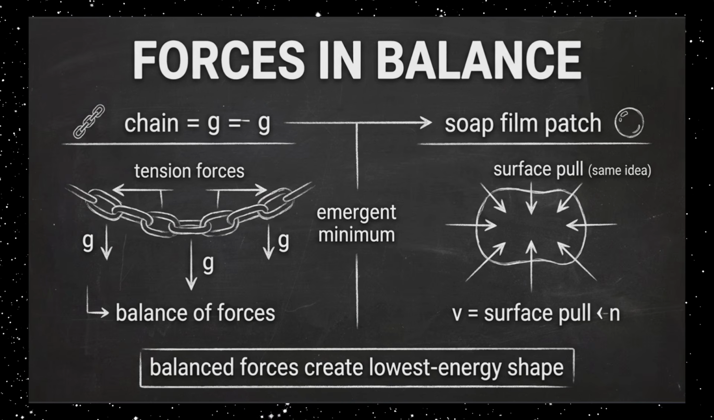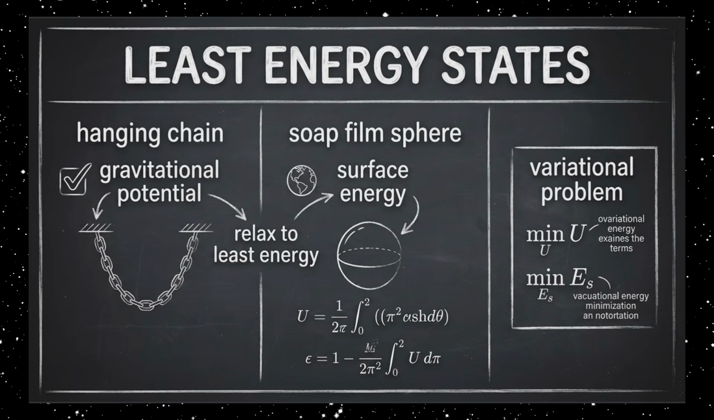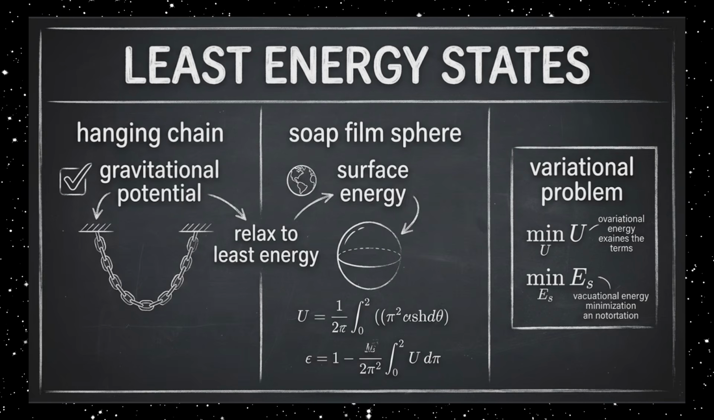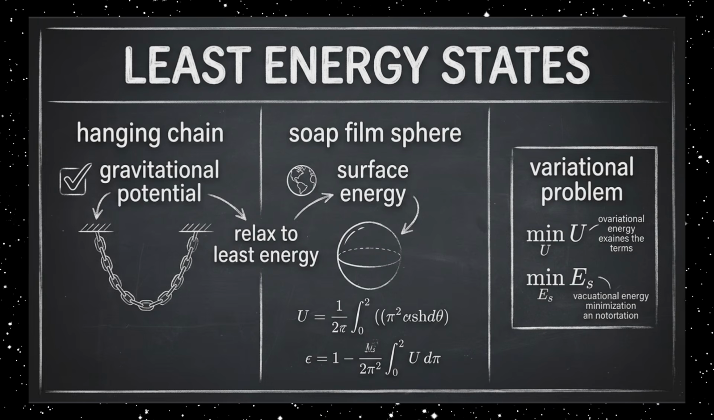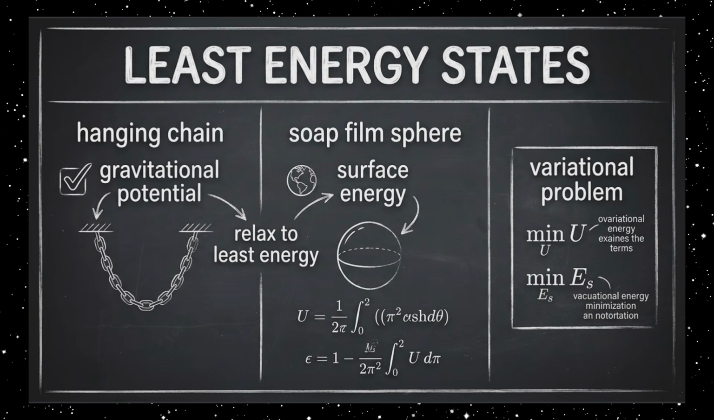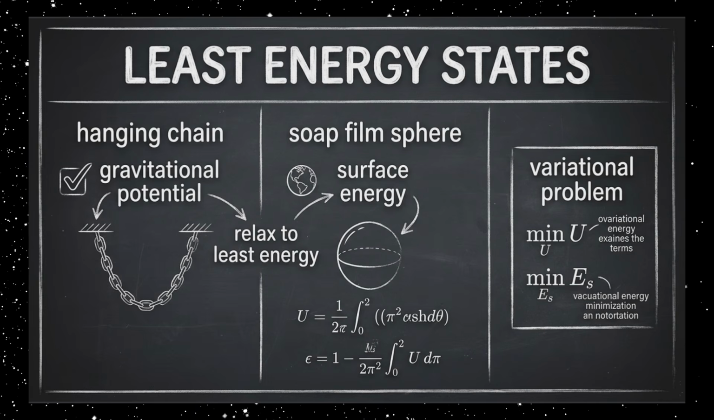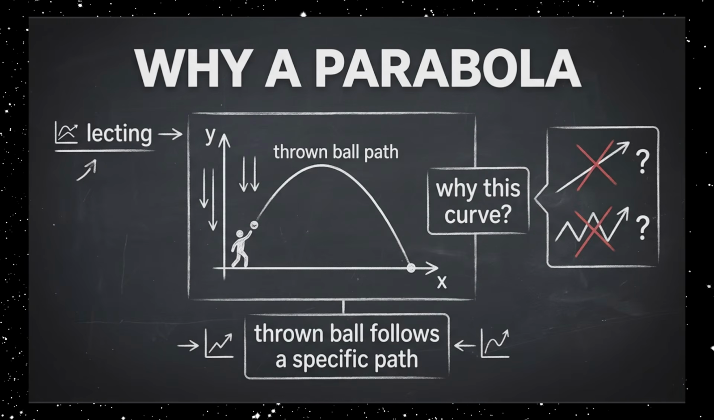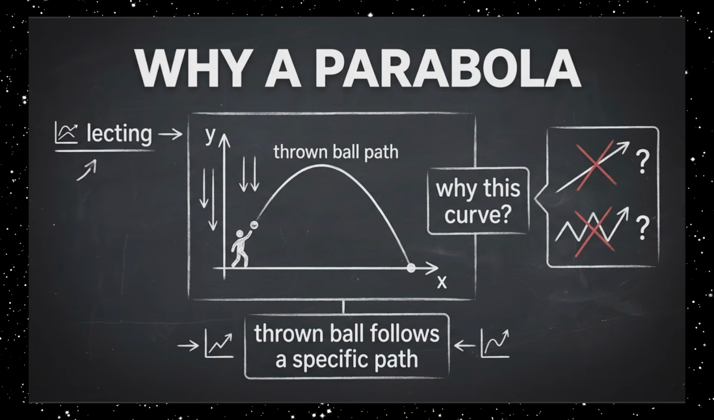The chain and the soap film are doing the same thing. The chain minimizes gravitational potential energy. The soap film minimizes surface energy. Both are physical systems relaxing into the state of least energy. Both are solving variational problems without knowing what a variational problem is. Now let me take you on what might seem like a detour, but trust me, it's not.